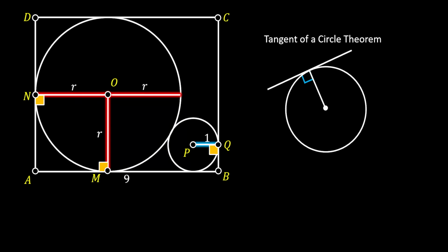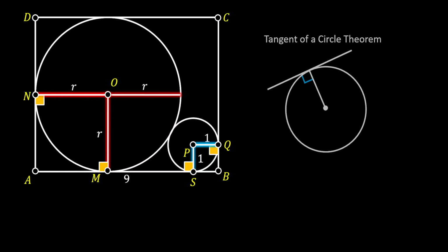Alright, and now finally, and for the last time, let's rotate the radius of our small circle vertically down and label the point of contact as S. Once again, since we know that the line AB is a tangent to our small circle, we know that the radius PS must be perpendicular to this line AB.